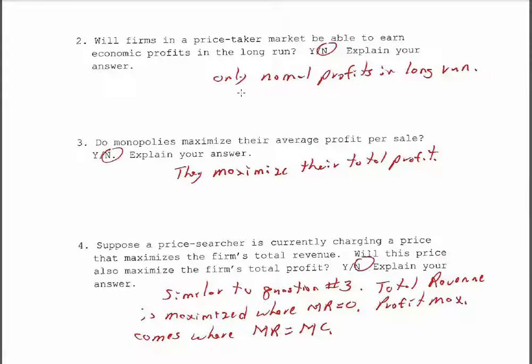And the second one was, will firms in a price taker market be able to earn economic profits in the long run? Well, no. In the price taker market, that is the purely competitive firms, they cannot earn economic profits in the long run, because in the long run, other firms can come in freely. So if it were possible to make economic profits, all that would happen is other firms would come in, and as they did, they would compete the price down until in the end everyone was making only normal profit.